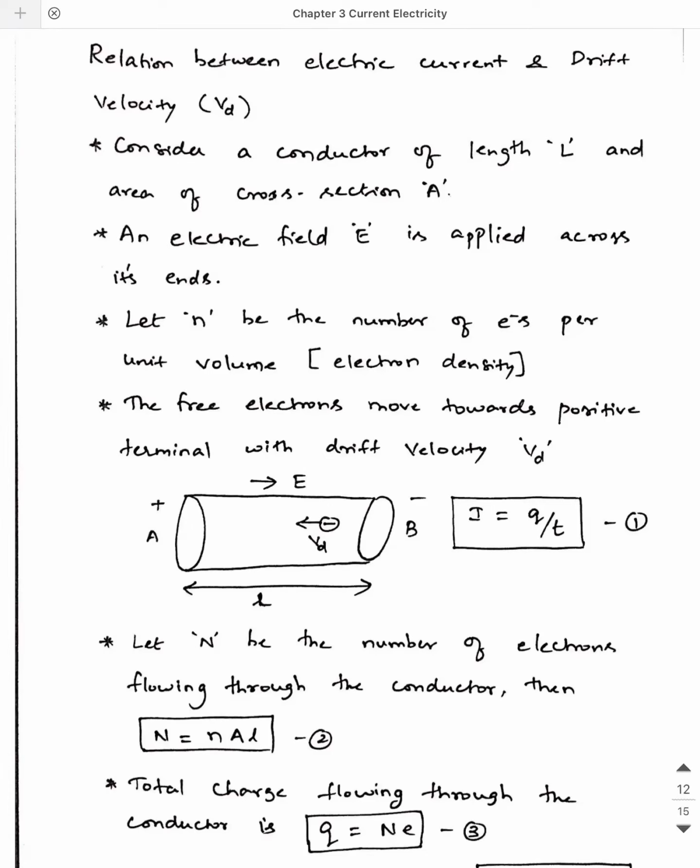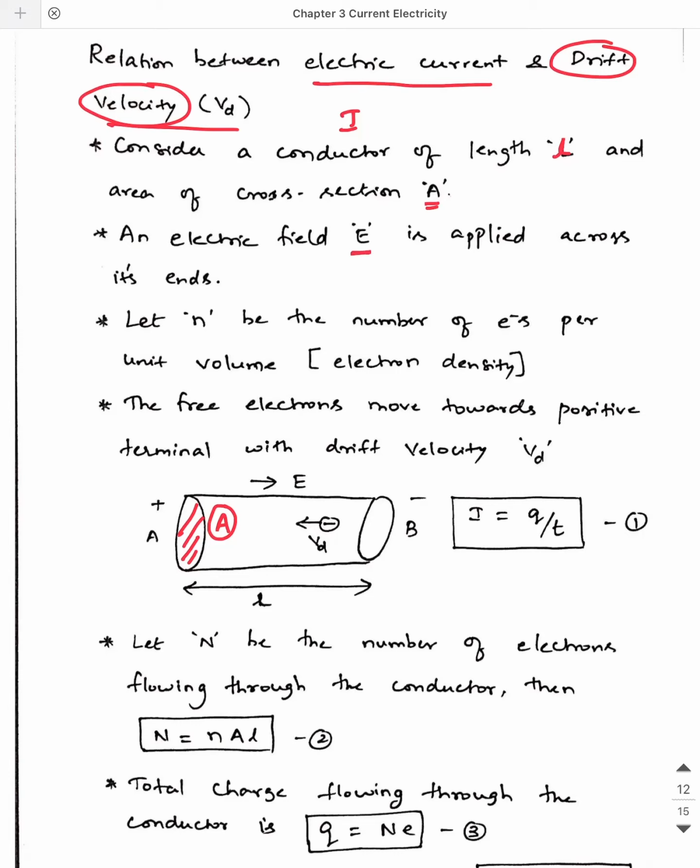Now we will see the relation between electric current and drift velocity. In this topic we are going to see how to write an expression for electric current in terms of drift velocity. So let's start the derivation. Consider a conductor of length L and area of cross section A.